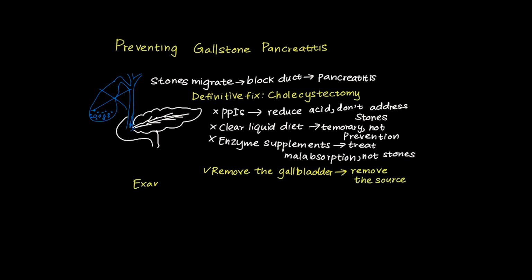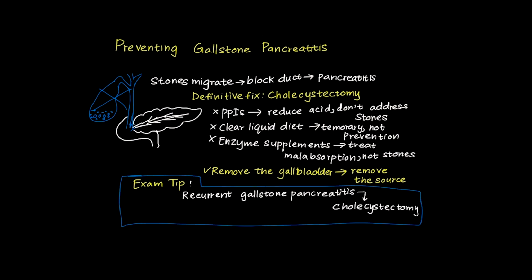Here's a WGU D454 OA exam tip for you. When a question mentions recurrent pancreatitis caused by gallstones and asks about definitive prevention, cholecystectomy is your answer. Recall hook. Gallstones cause it? Remove the gallery. Cholecystectomy is the gallery removal.